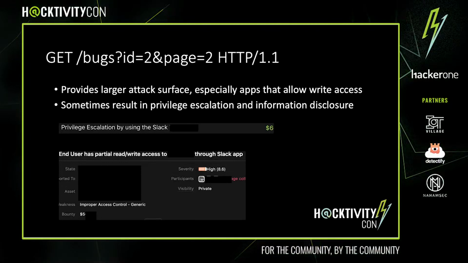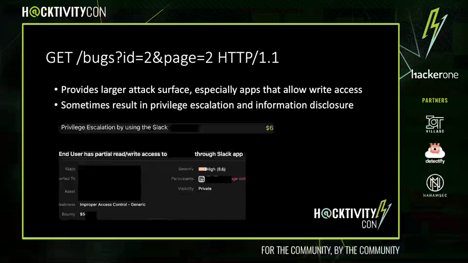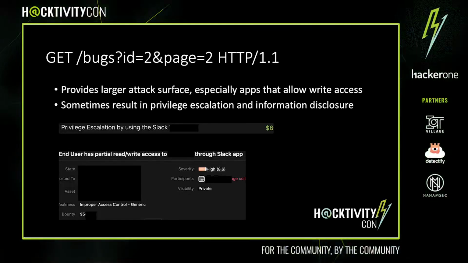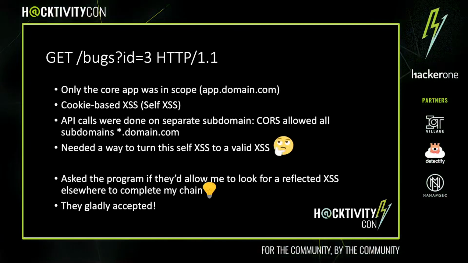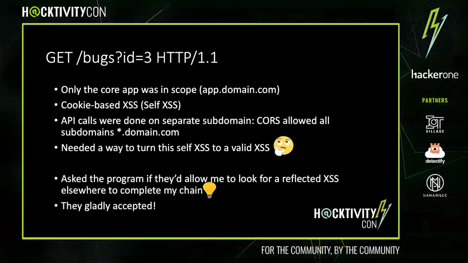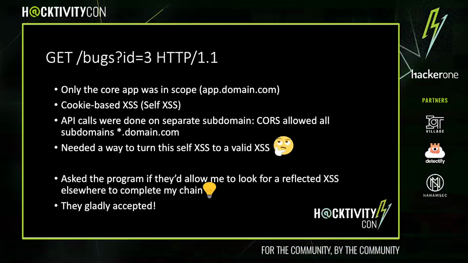I knew that if I could find XSS on a separate subdomain, my chain would work as it would fill in all my requirements. At this point, I simply asked the program if it could look for an XSS on a separate subdomain. Luckily for me, they accepted. And a few hours later, I finally found an XSS and was able to complete my chain and leak data from the API. So here's the attack.